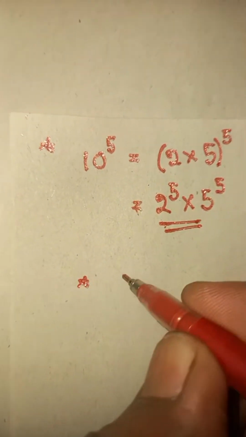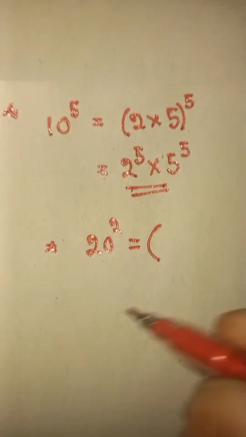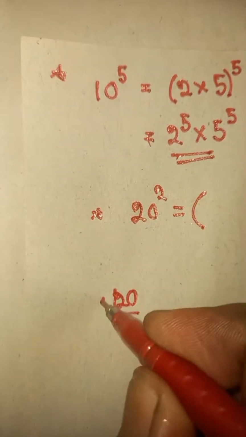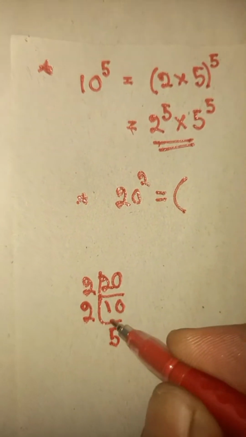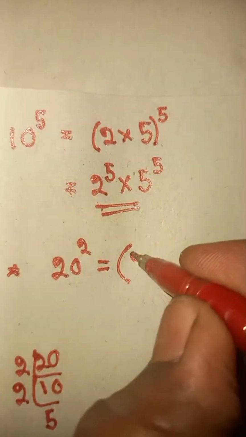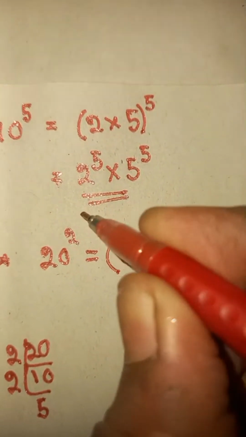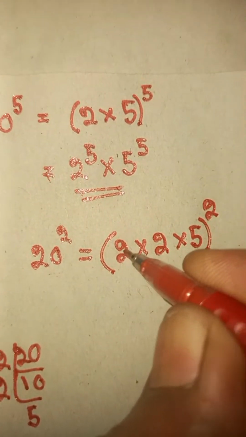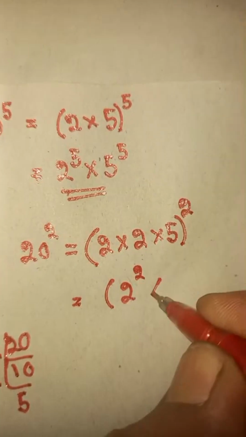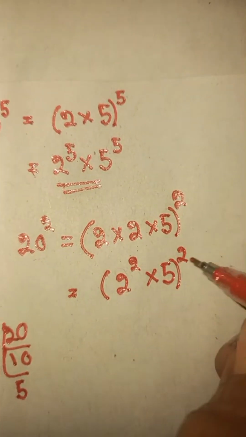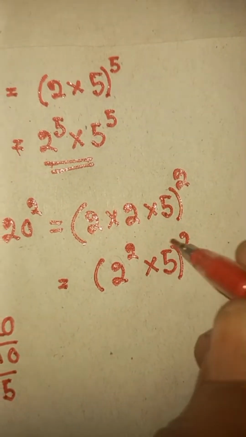Let's simplify another one. Let's simplify 20 square. Inside 20, let's divide this out. 20 can be written as 2 times 10, and again 10 is 2 times 5. So 20 can be written as 2 times 2 times 5. Now the whole power they have given is square. Inside this, 2 times 2 you can simplify and write as 2 square, and 5, whole power of 2. This whole power of 2 comes to this number and this number.